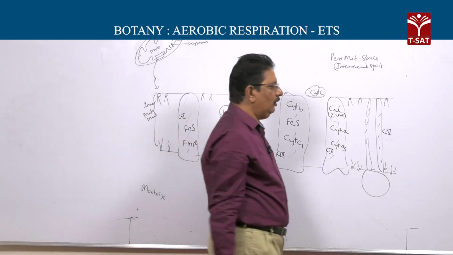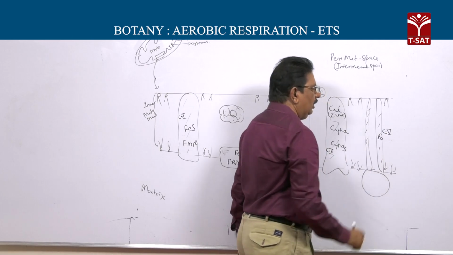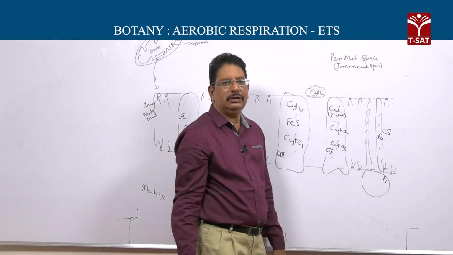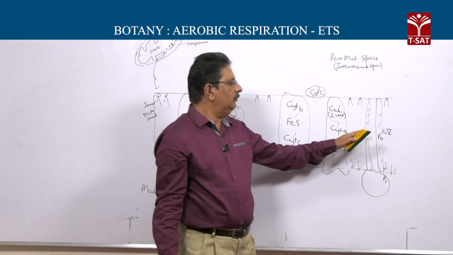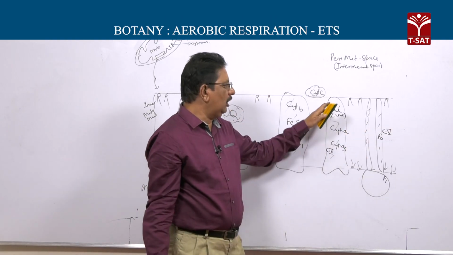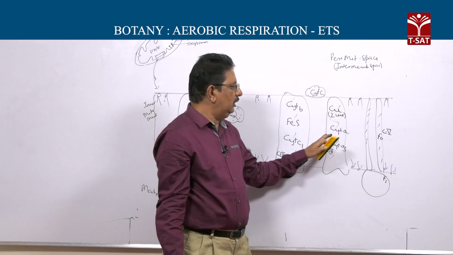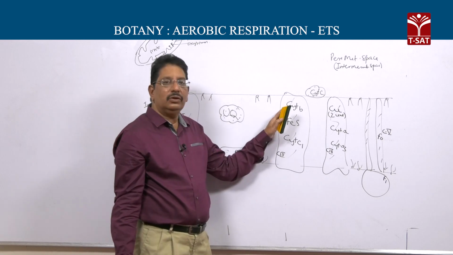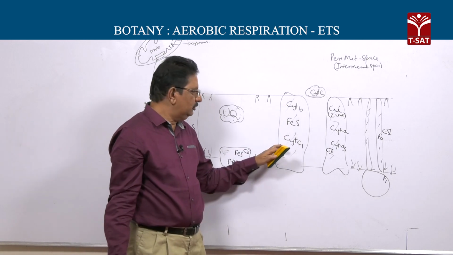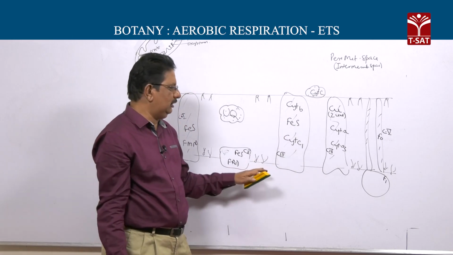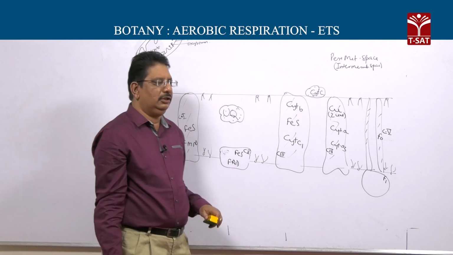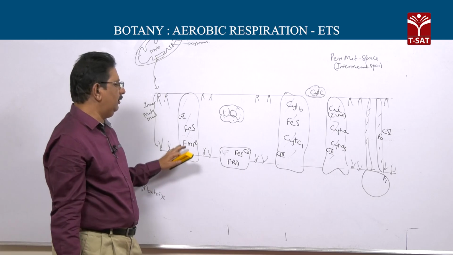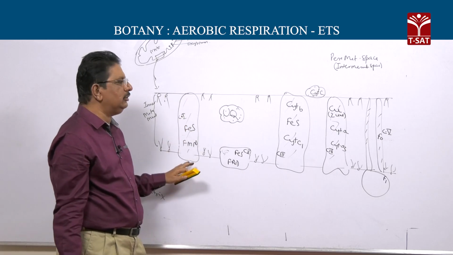And complex 5 has two parts. One is F0 and another one is F1. So, F0 and F1 are the parts of complex 5, and 2 copper units and cytochrome A, A3 are the components of complex 4. Cytochrome B, cytochrome C1 along with iron sulfur centers are the components of complex 3, FAD and iron sulfur centers for complex 2, FMN and iron sulfur centers for complex 1.